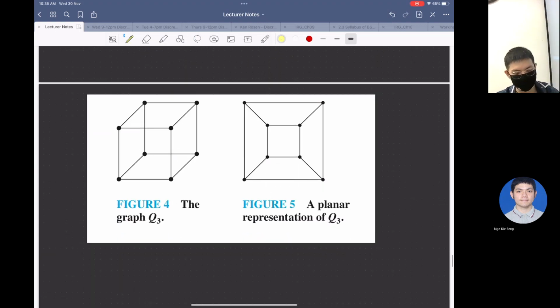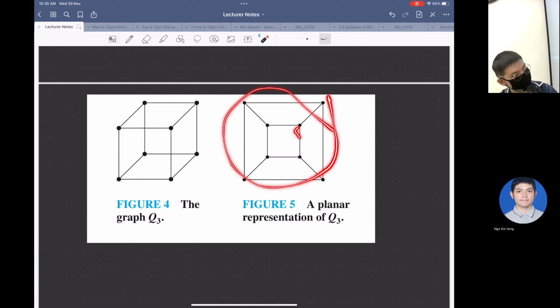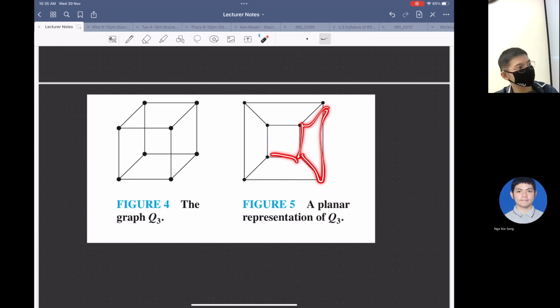Similarly, for this graph Q3, you can see that there's edge crossing here, here, right? But is it planar? Yes, because if you smash it flat, it becomes like this. This is also a graph isomorphism, so there are no intersections. So Q3 is also planar.